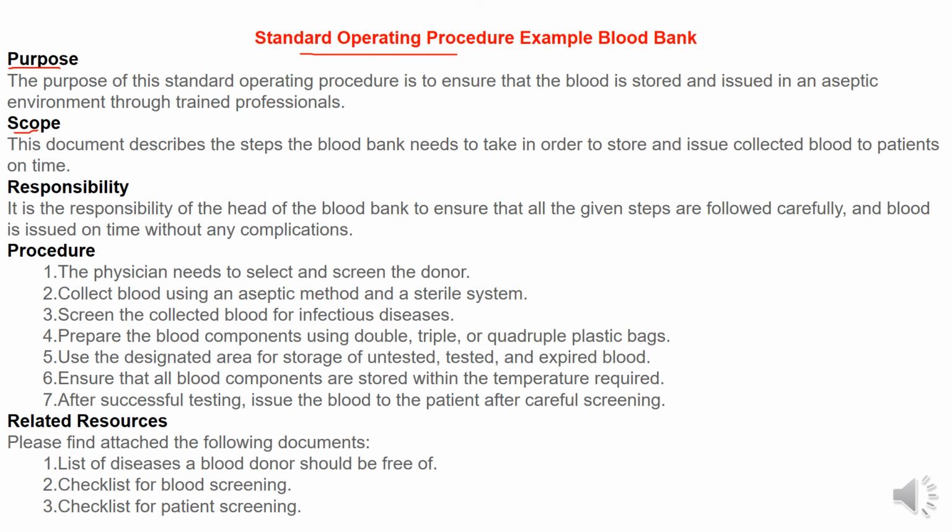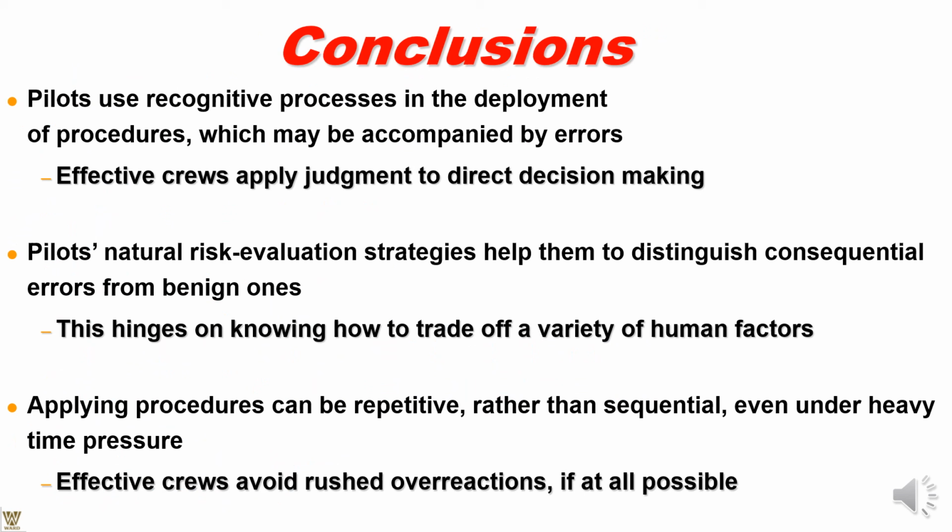So this is how we write it: purpose, scope, responsibility, procedure. What are the steps? The earlier steps I showed you about the courier company, there were 6 steps. Out here it was 7, and the related resources. Now this can be for your reference. So what is the conclusion? Conclusion for a pilot is to recognize the recognitive process in deployment in terms of procedures which may be associated with any errors. So effective crew apply judgment to the decision making.